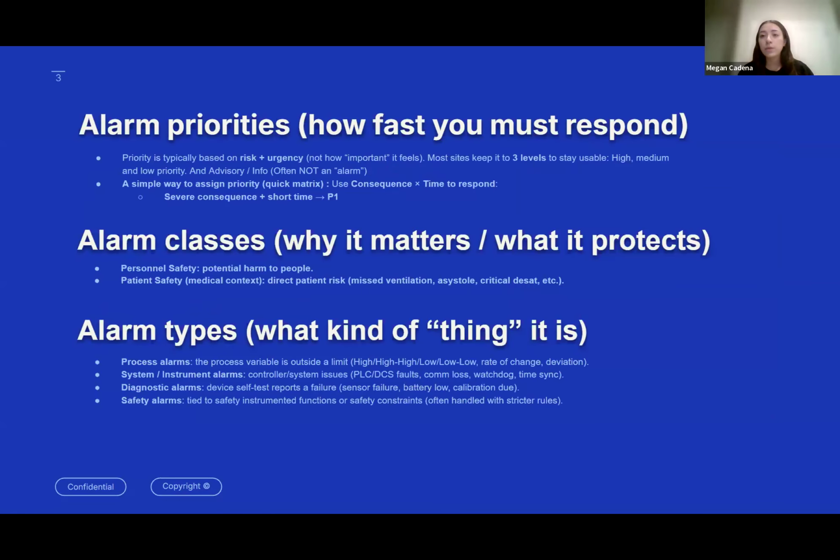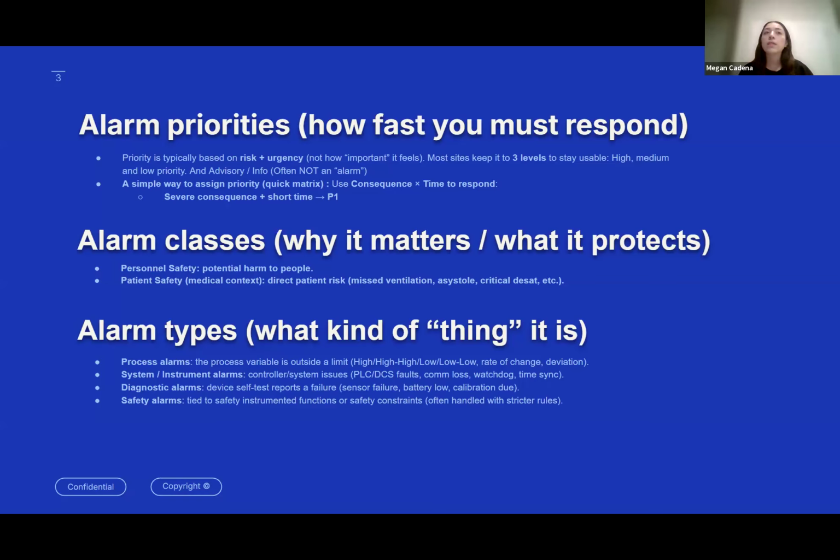It's important that we break down some concepts that come with alarms and alarm management systems, just so everyone has a general basis of understanding. So there are alarm types, alarm classes, and alarm priorities. I like to start bottom up. The alarm types you typically see, these are like what kind of a thing it is. Think of it as what it's going to address. I see typically four of these in the field that I work in: process alarms, system or instrument alarms, diagnostic alarms, as well as safety alarms.